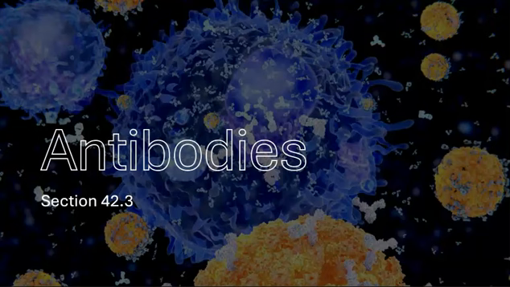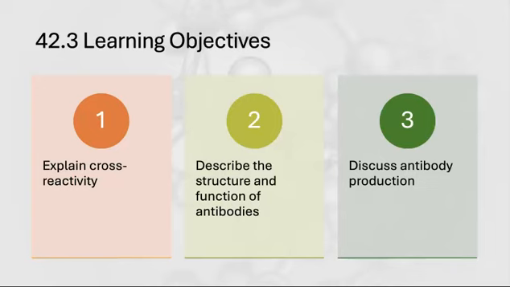Hello and welcome to our third video on Chapter 42 on the immune system. In this section, we are going to talk about antibodies. And our learning objectives are to explain cross-reactivity, describe the structure and function of antibodies, and discuss antibody production.